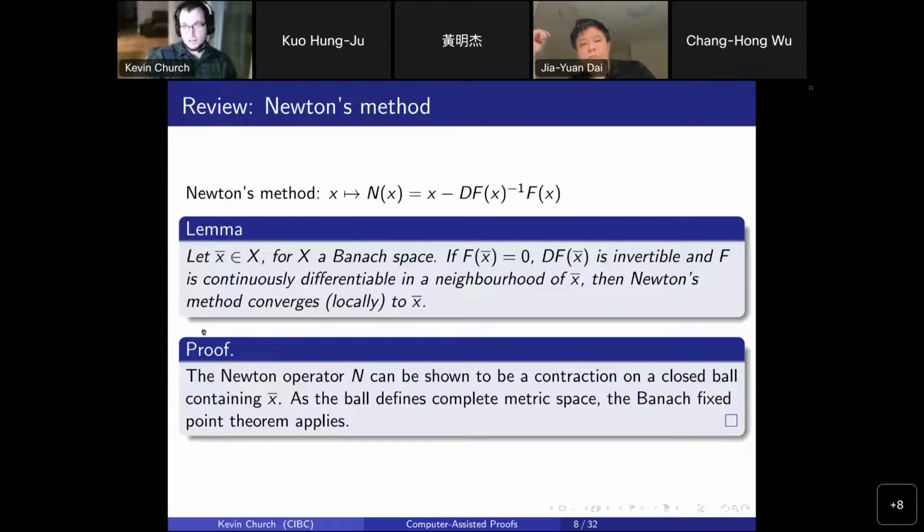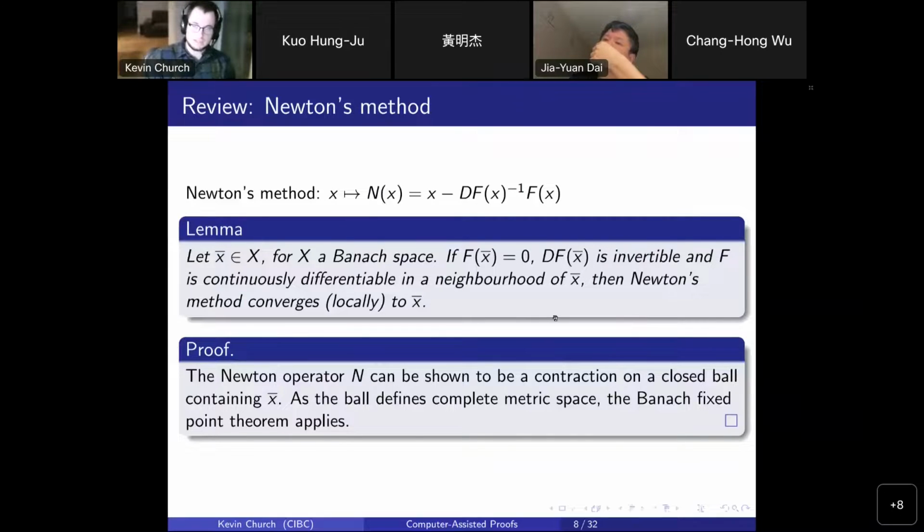Just a reminder, Newton's method is basically a root finding method. If you have a nonlinear map F, which is continuously differentiable in the neighborhood of some zero, then if you start this so-called Newton iteration, which is this map written at the top here, then Newton's method will converge locally to your zero, whatever that happens to be. And the proof is a very standard thing. You definitely do need the continuous differentiability of F, but you can basically show that the Newton operator, this map right here, is a contraction nearby the zero.